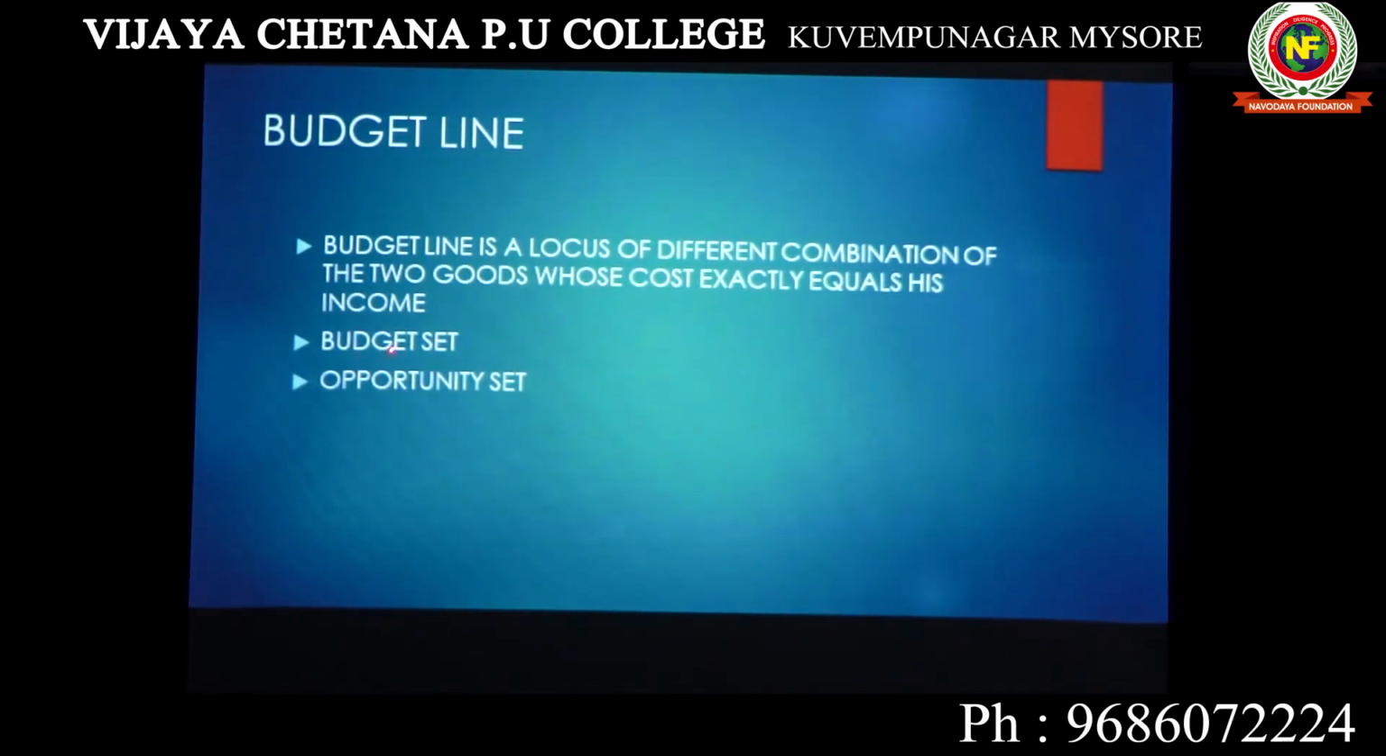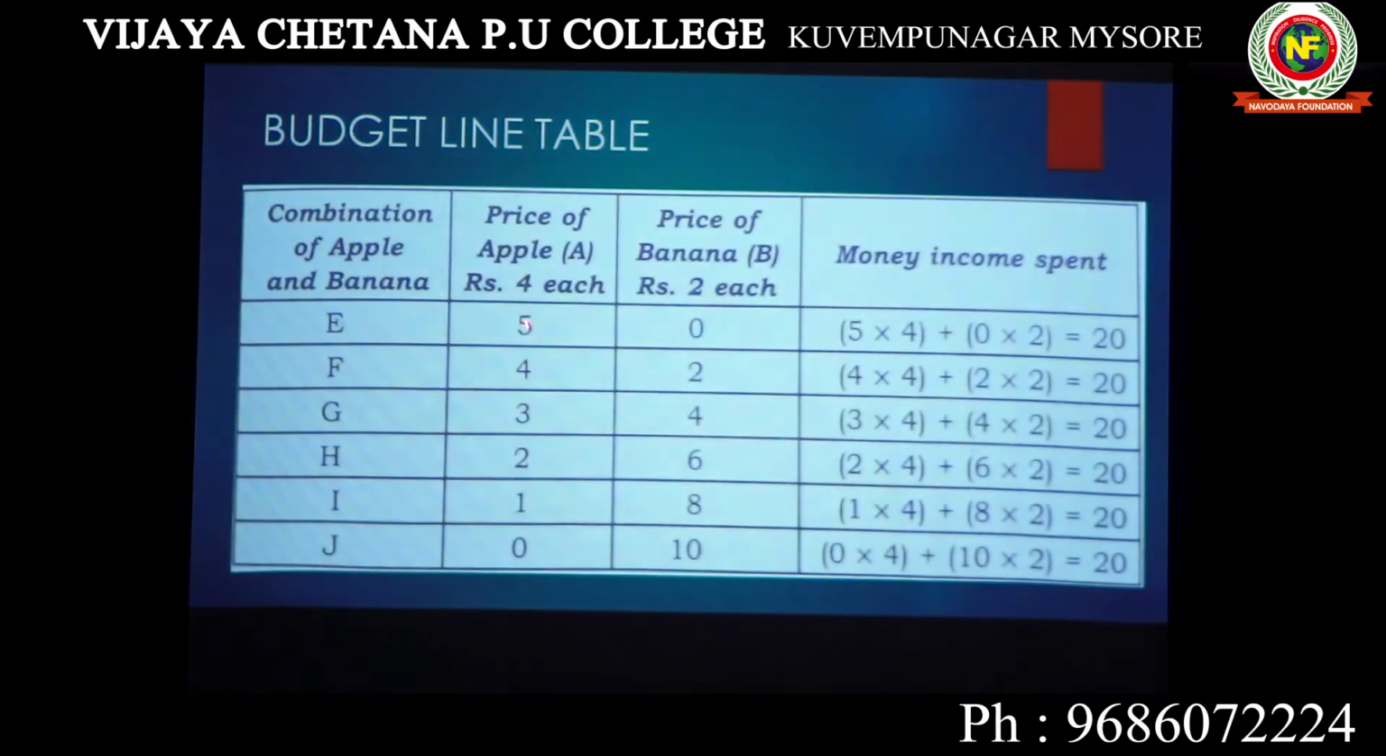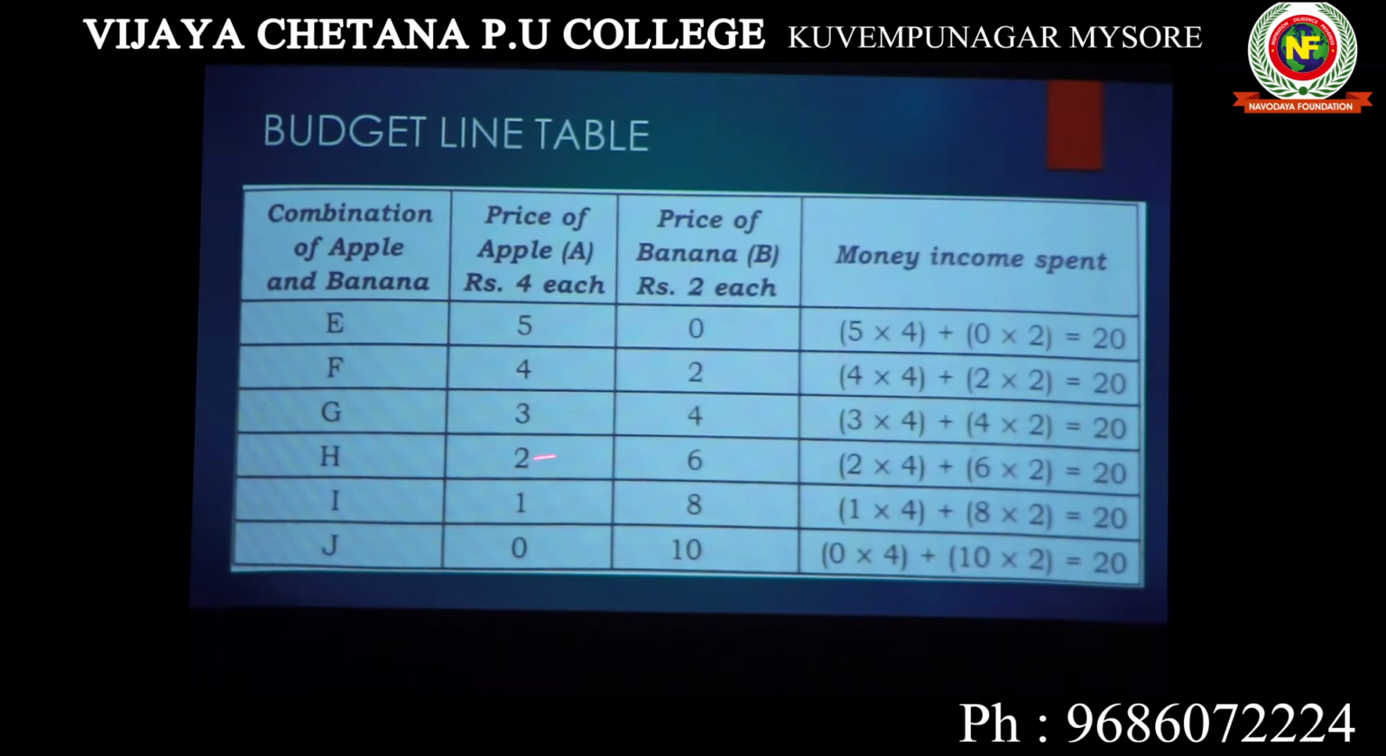The same thing is also called an opportunity set. There is no difference between budget set and opportunity set. In examinations, sometimes you are asked to write what is a budget set, sometimes they ask what is an opportunity set. So don't get confused, both are the same. Once again, what is a budget set? A budget set is a combination of two goods whose expenditure is equal to the consumer's income. What is the other name for budget set? Opportunity set.